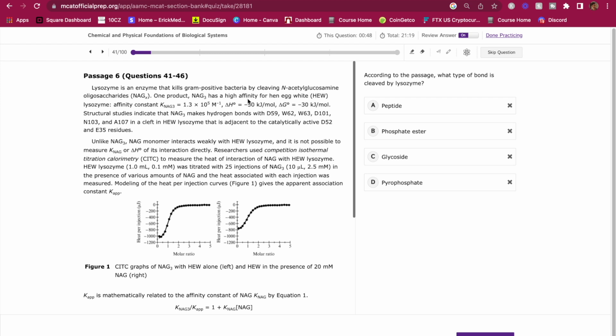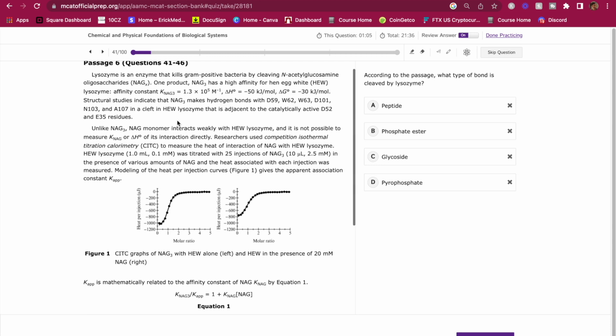We got a CP passage breakdown. This is a breakdown of a passage from the section bank. The section bank is known to be harder, so this is great practice. I'm going to show you guys exactly how to make these passages easy.